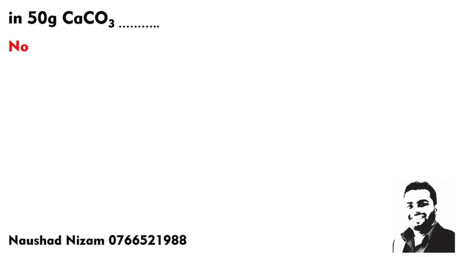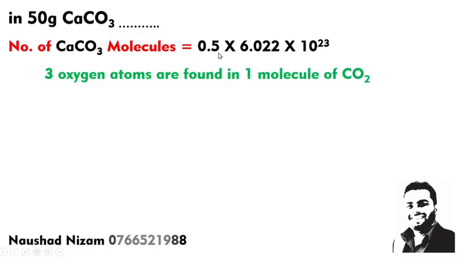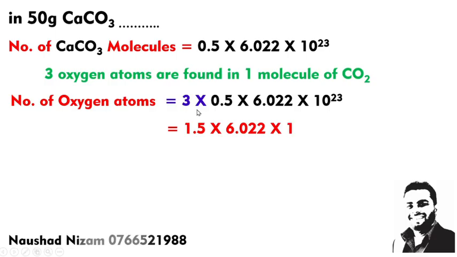Now, for the number of oxygen atoms, we know that in one calcium carbonate you have 3 oxygen atoms. In 50 grams you had 0.5 into 6.02 into 10 to the power 23 calcium carbonate molecules, and each one has 3 oxygens. So multiply the whole set, 0.5 into 6.02 into 10 to the power 23, by 3. Now you get the total number of oxygens. For the total number of atoms, count how many atoms are in one molecule: 1 calcium, 1 carbon, and 3 oxygen, so 5 atoms in total.